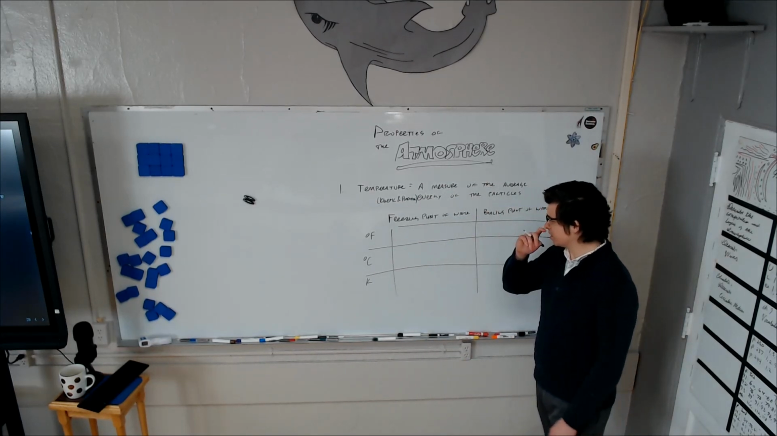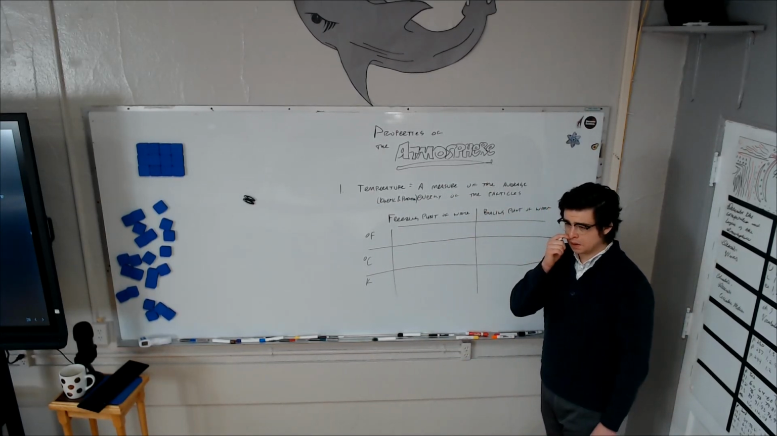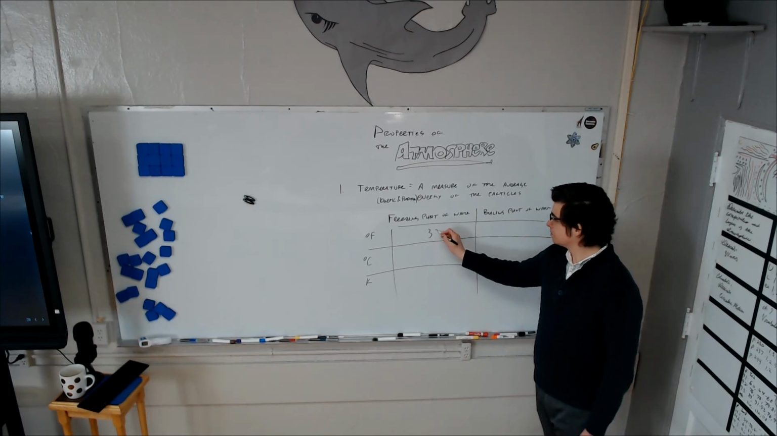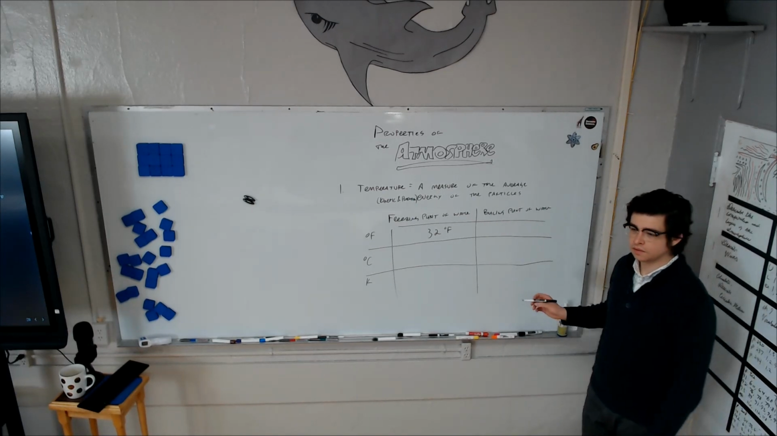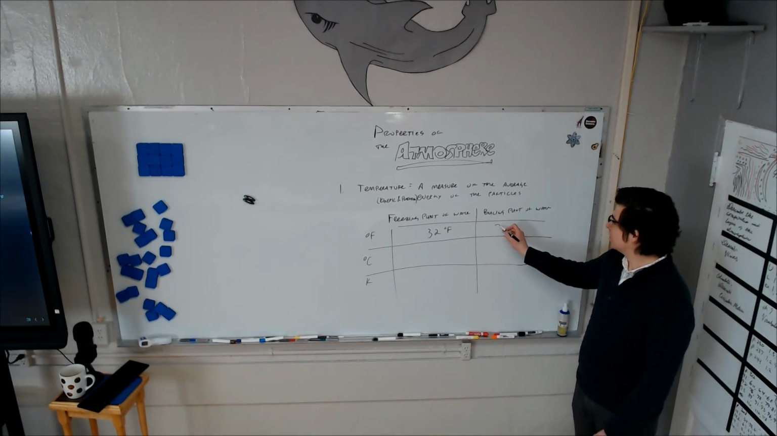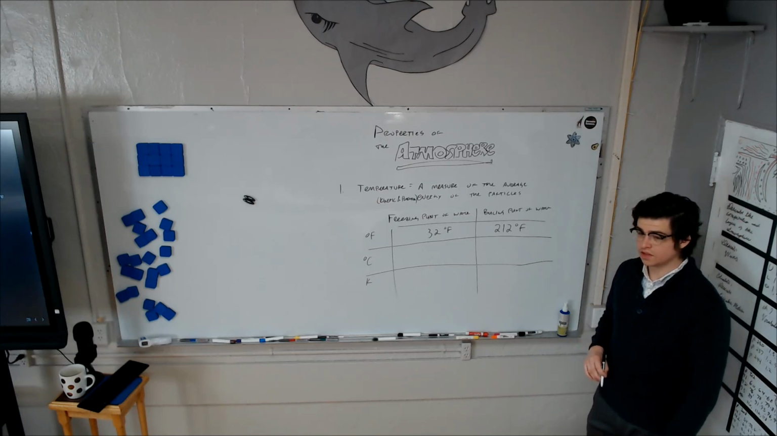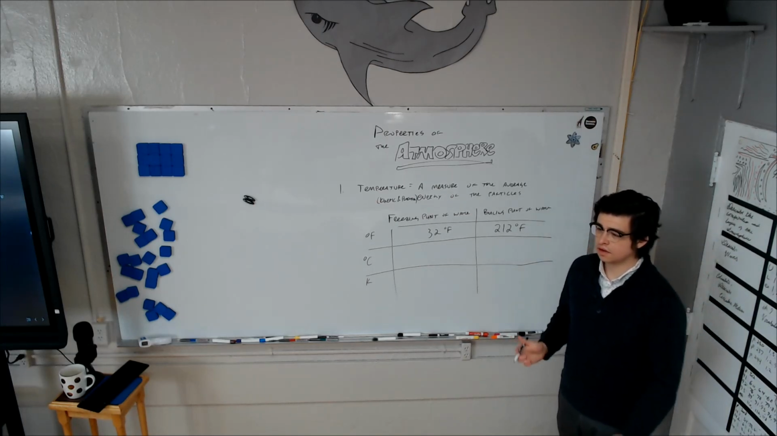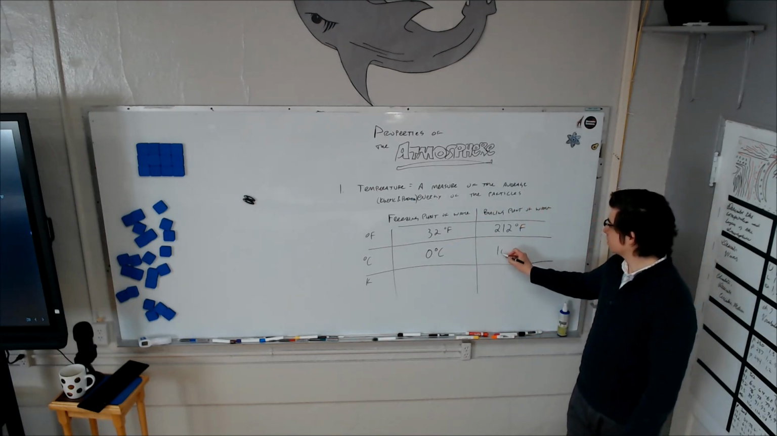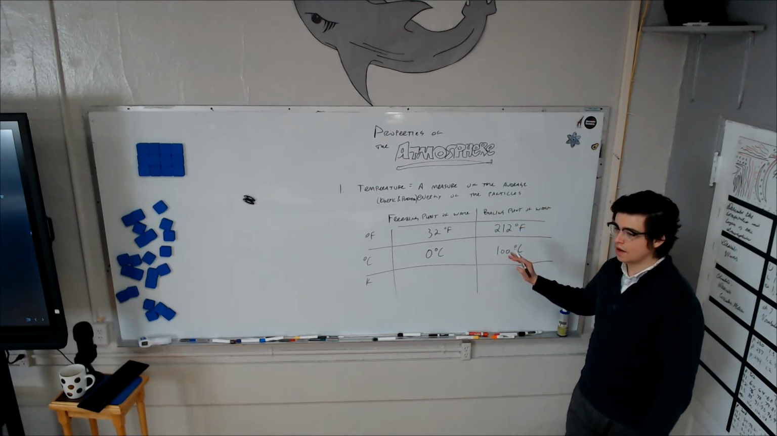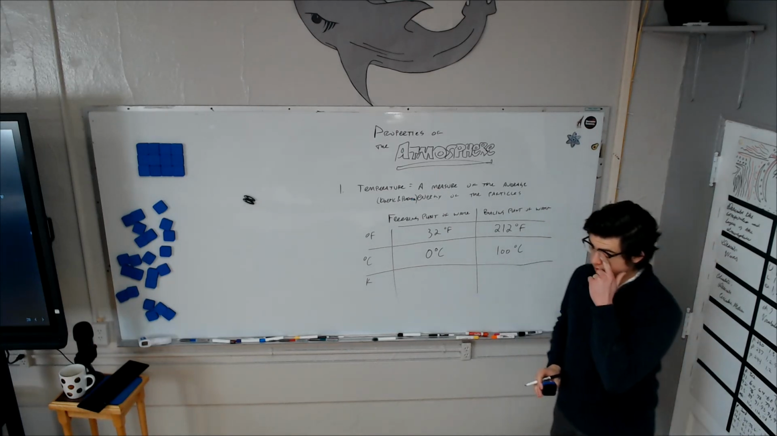Does anyone know what the freezing point of water is in degrees Fahrenheit? 32. It's 32 degrees Fahrenheit. What's the boiling point of water in degrees Fahrenheit? Just to save you the embarrassment, 212 degrees Fahrenheit. Do you know it for degrees Celsius? I hope you know it for degrees Celsius. 0 degrees Celsius is the freezing point, and 100 degrees Celsius is the boiling point. That's how the Celsius scale is defined, by those 2 things.